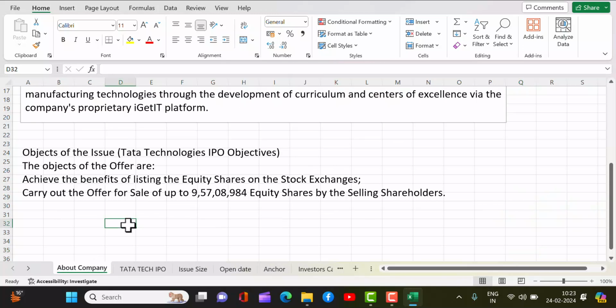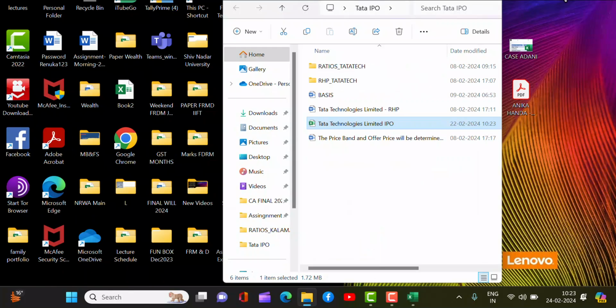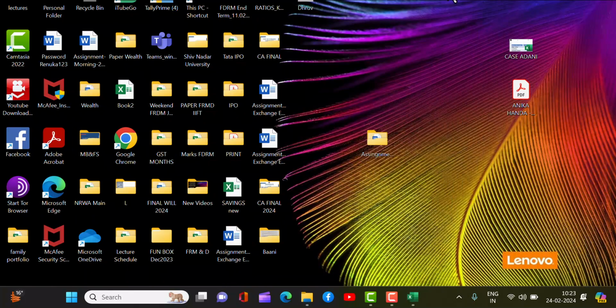IPO. What I'll show you is where we get all this data from. Of course, sometimes you have to search various sites, but this is a site where you will get all the data. In case you have some trouble, you will still get the data, but you have to put it on an Excel sheet or a PPT.